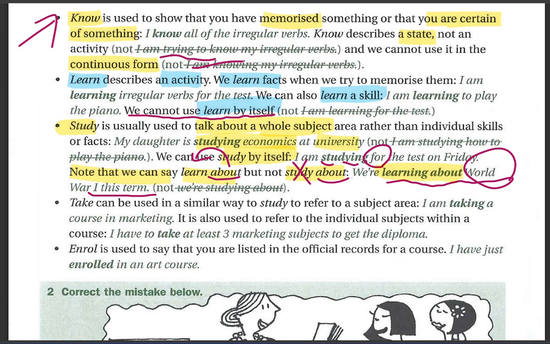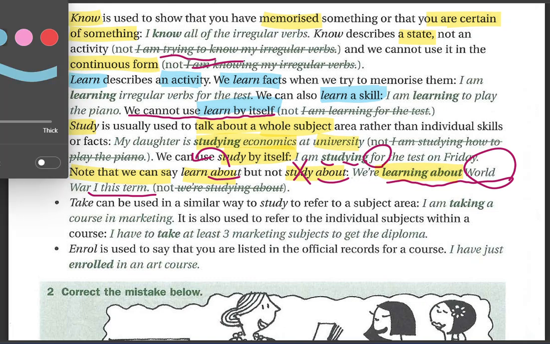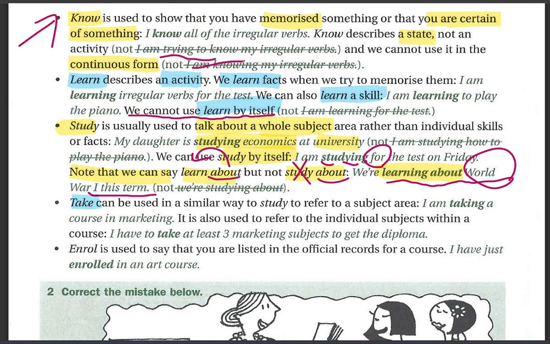So the next verb is take. Take can be used in a similar way to study to refer to a subject area. I'm taking a course in marketing. Take a course. Look at here. Take a course. It is also used to refer to the individual subject within a course.